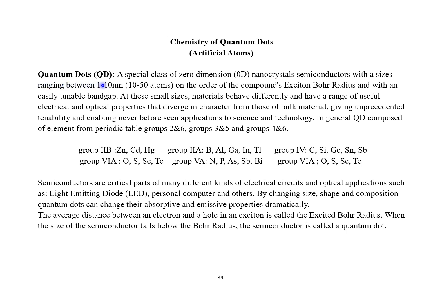نعرفها بالبداية. Quantum dots or QD, a special class of zero dimension nanocrystal semiconductors with a size ranging between 1 to 10 nanometer or about 10 to 50 atoms, on the order of the compound's exciton Bohr radius and with an easily tunable band gap.